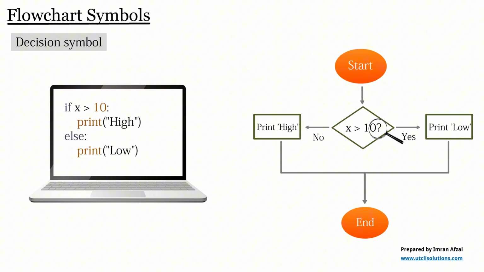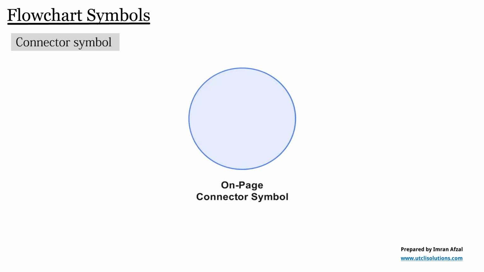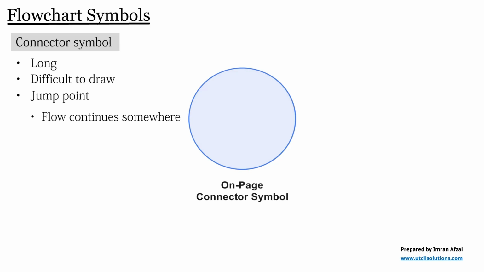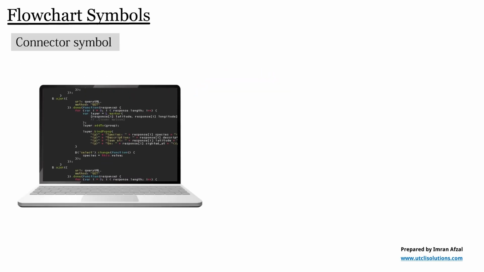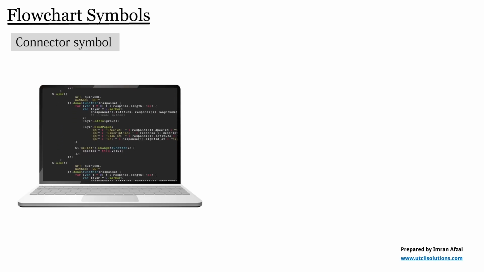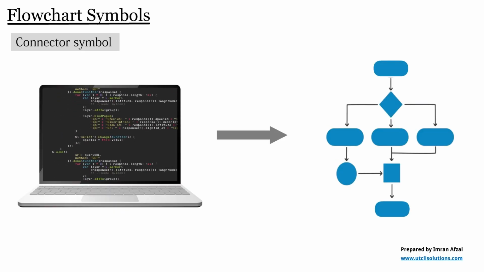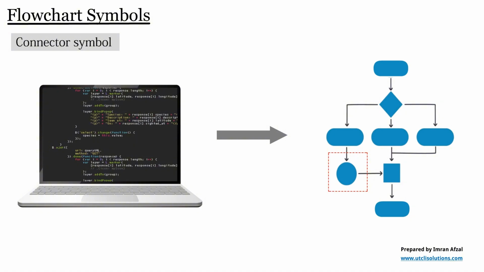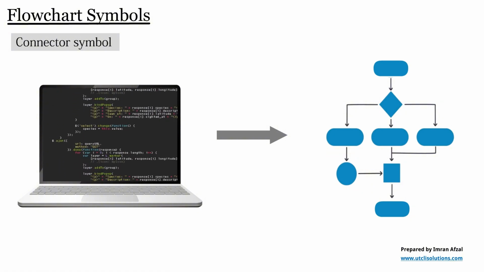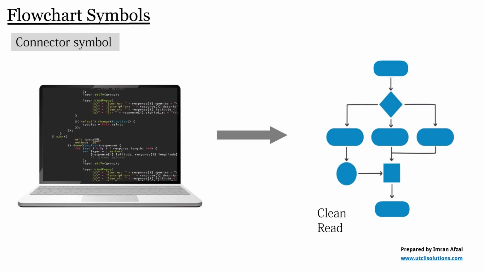Another symbol used in flowcharts is the connector symbol, which is usually a small circle. This symbol helps when the flowchart becomes long or difficult to draw in a straight line. The connector acts like a jump point, telling us that the flow continues somewhere else. For example, imagine a Python program where you have many steps in between, and it becomes hard to show all of them in a small space. A connector allows you to continue the flow in another part of the page without confusion. It simply keeps the diagram clean and readable.